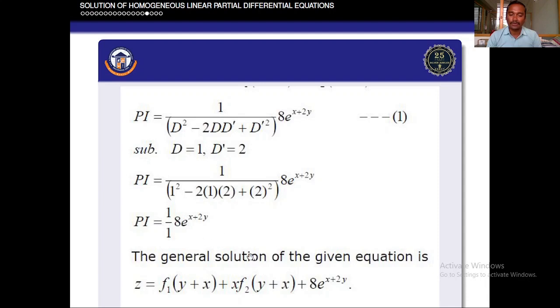So the general solution for the given PDE is z equal to f1 of y plus x plus x into f2 of y plus x plus 8 into e power x plus 2y.